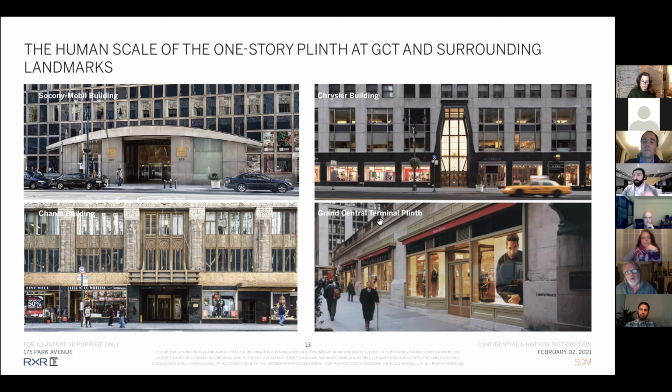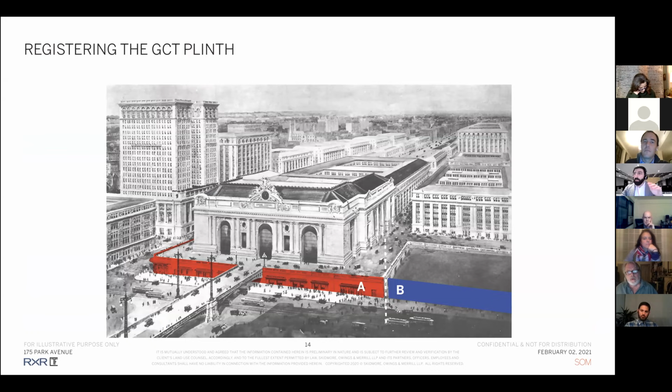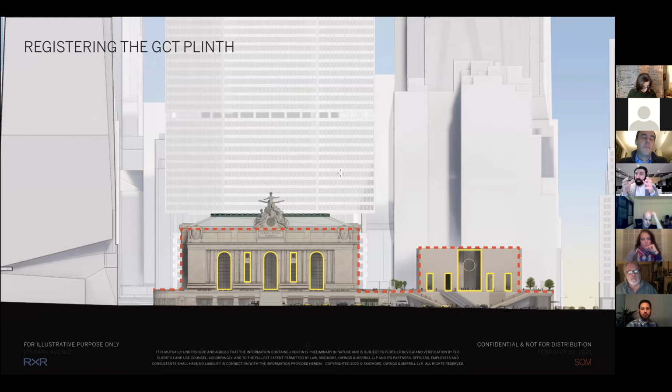And so our project will acknowledge this single story plinth level and extend it into the site in order to preserve this datum of a human scale. Later on, we're going to explain how that extension also allows the creation of this exceptional public realm that will be elevated up at that viaduct level. Now, once we've extended that plinth, up above that plinth, we're going to place the tower's core, so the elevator core, and the main lobby up on that elevated plinth level.